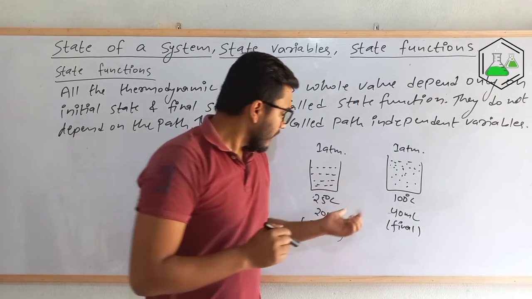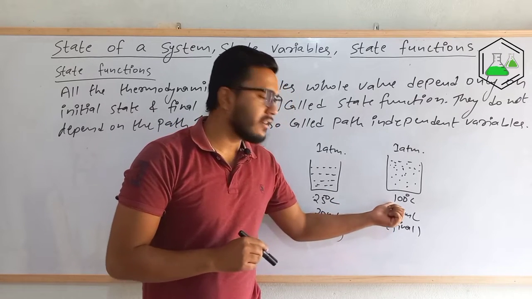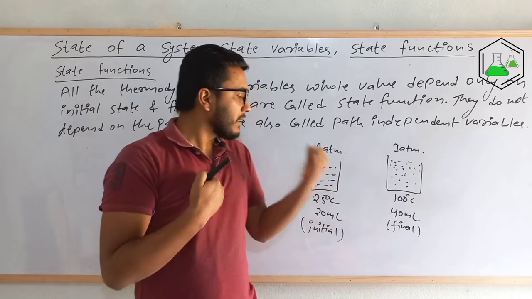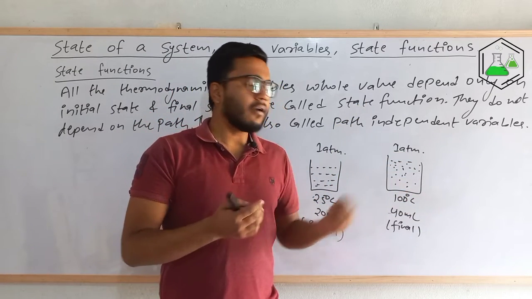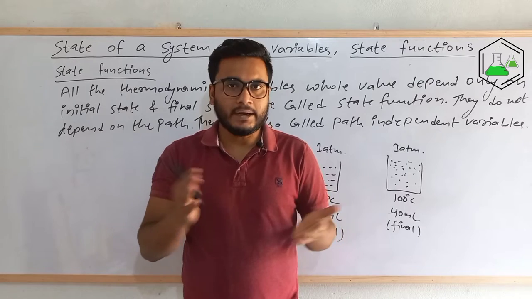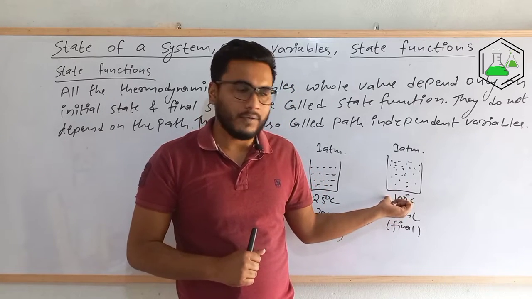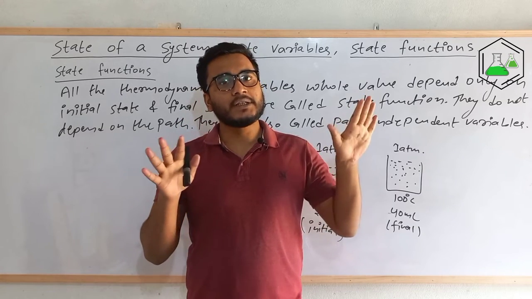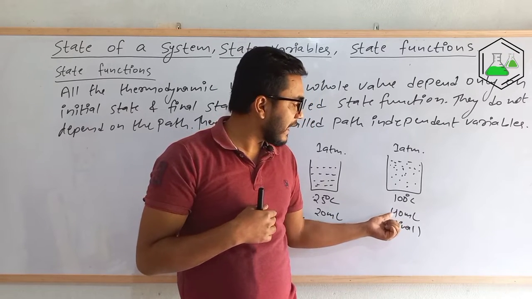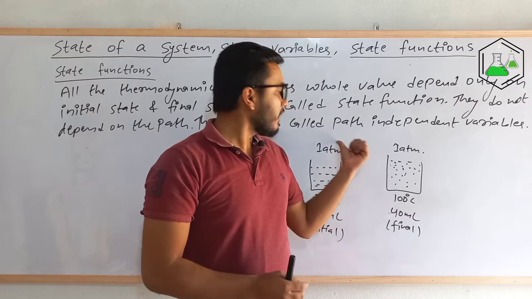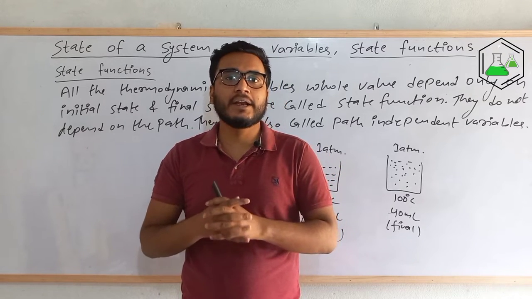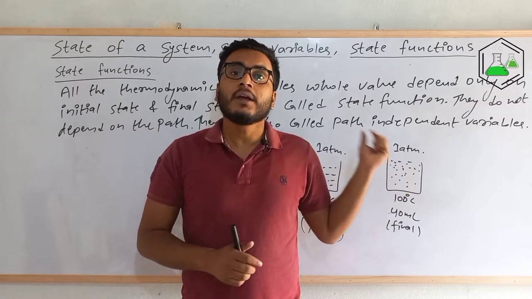So here the temperature is increasing from 25 degrees Celsius to 100 degrees Celsius. We don't care how it increased, by which process it increased. We only know that it increased. What is the temperature of the final state? 100 degrees Celsius. We do not depend on what the temperature was at this time or that time. Only the initial state and final state matter over here. Similarly, the volume. How the volume changed, we don't care. We only care that the volume increased to 40 ml. That means the final state has 40 ml of volume. Similarly, the pressure is also the same. The pressure depends only on the initial state and the final state. It does not depend on the path followed. So these are the state functions.